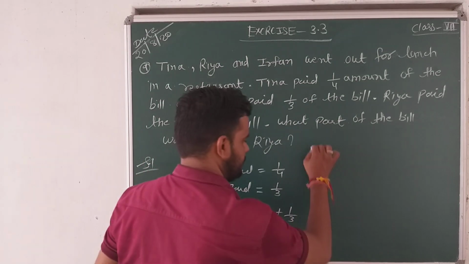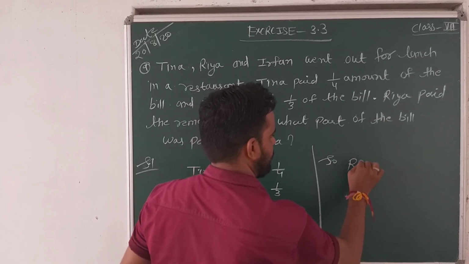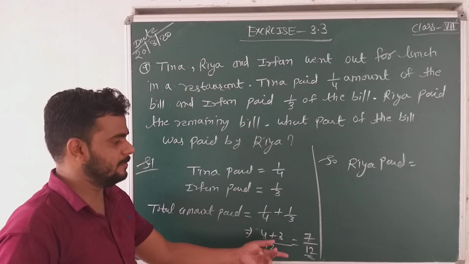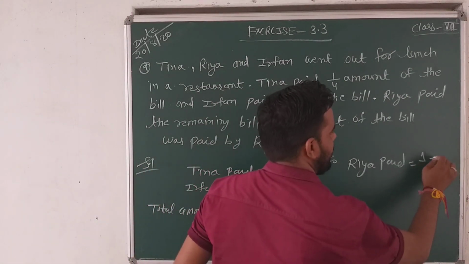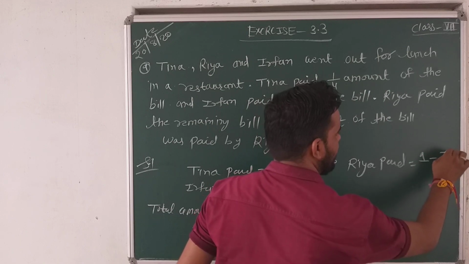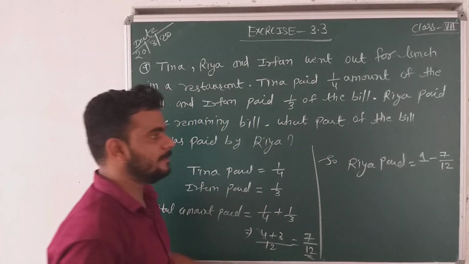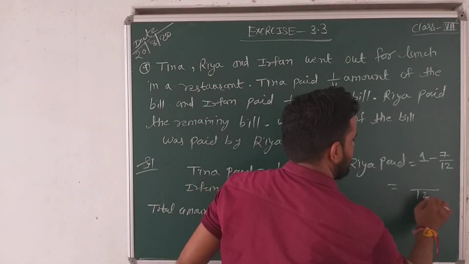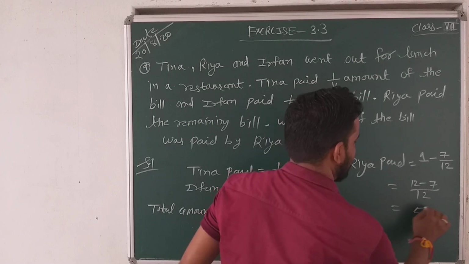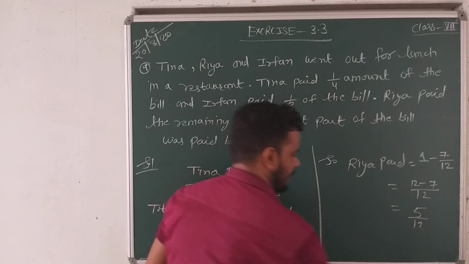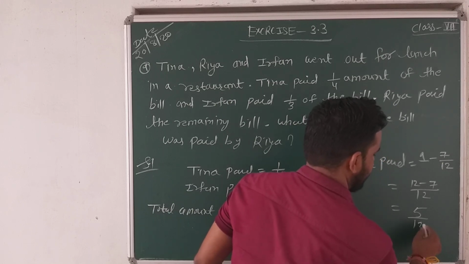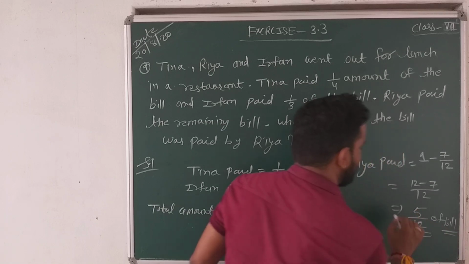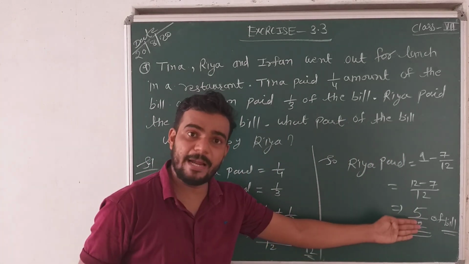So Ria paid, first we will let there be 1 rupee only. Already the two paid and the remaining is paid by Ria. So let the bill be rupees 1. So 1 minus 7 by 12. So 12 minus 7. So the remaining is 5 by 12. Okay, the remaining bill is 5 by 12, and 5 by 12 of the bill is paid by Ria. So this is not the bill, it is 5 by 12 of the bill.